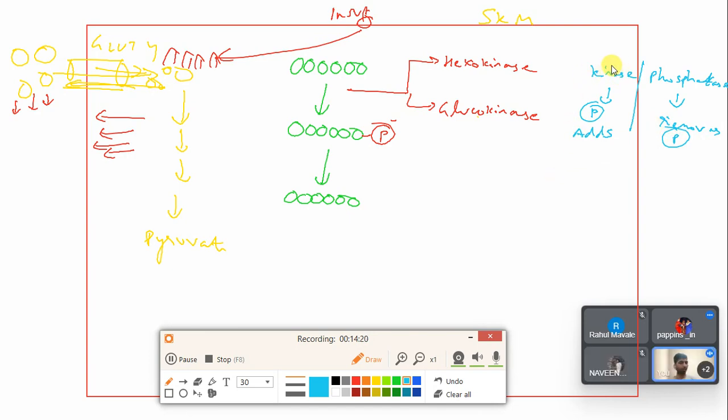Can kinase act as a phosphatase? You told me that kinase can add phosphate, so I understand, that's the thumb rule. But can it remove phosphate as well? No. Anyone else?